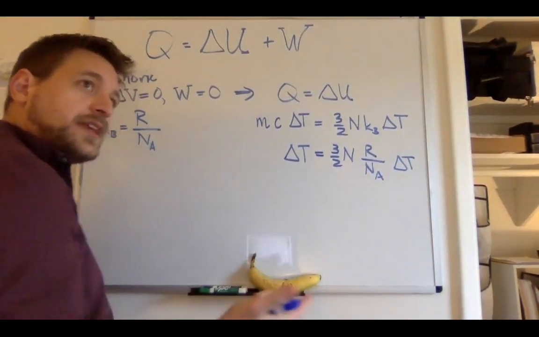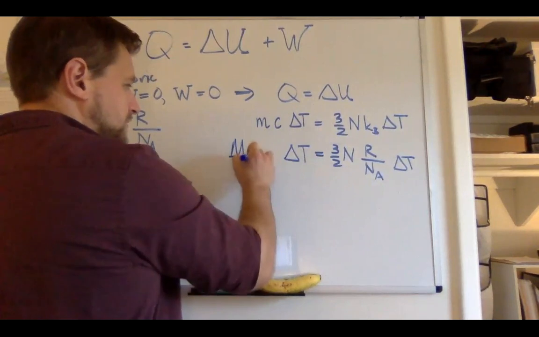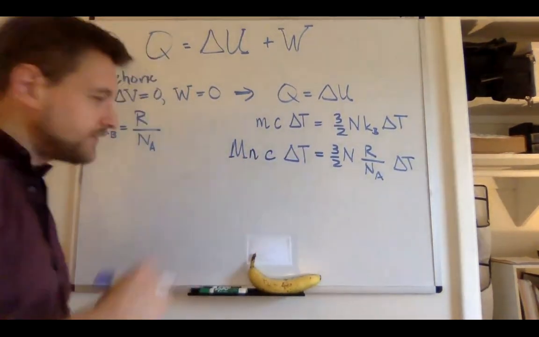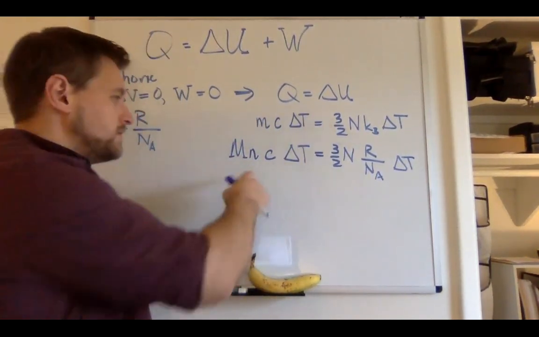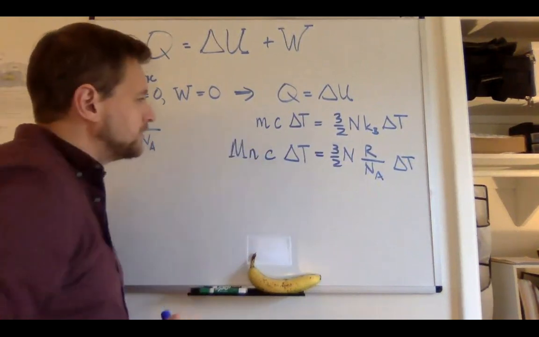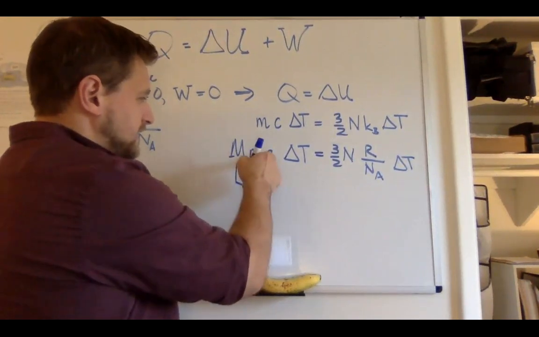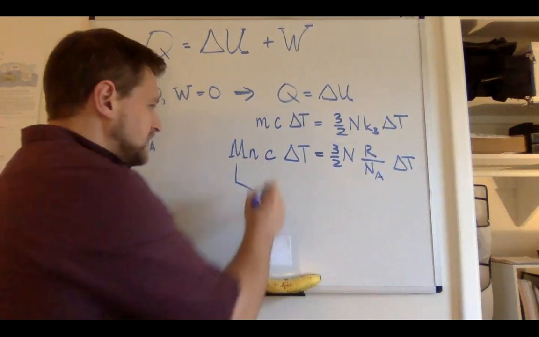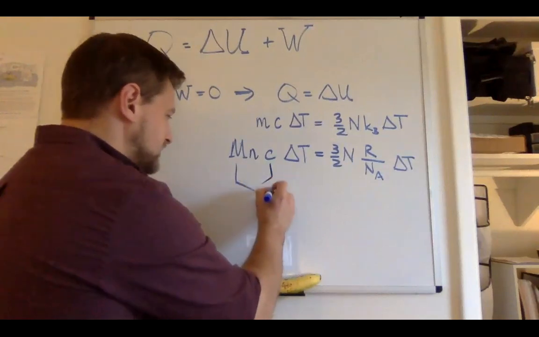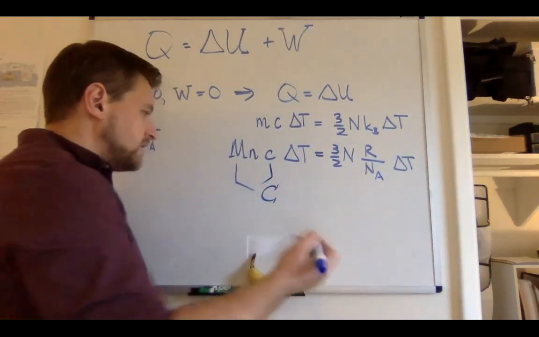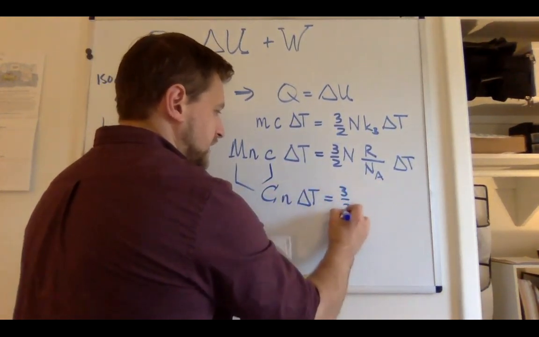M, the mass of the sample, is the molar mass times the number of moles. You remember this. So there are 3 moles, each mole has this much mass, and that's the total mass of the sample. And we said that we were going to combine the molar mass and the specific heat, because those are both things that depend on which substance it is that we're talking about. We combine those into the molar heat capacity. N C delta T equals 3/2.